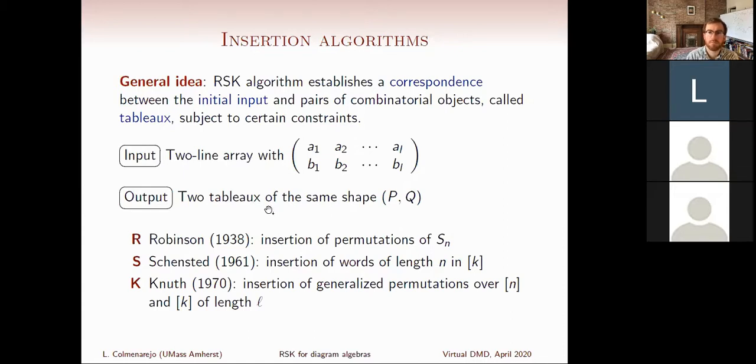The reason it's called RSK is because it was done by three mathematicians, each generalizing the previous one. Robinson gave this for permutations, Schensted did it for words of a fixed length in an alphabet, and then Knuth generalized it to generalized permutations.